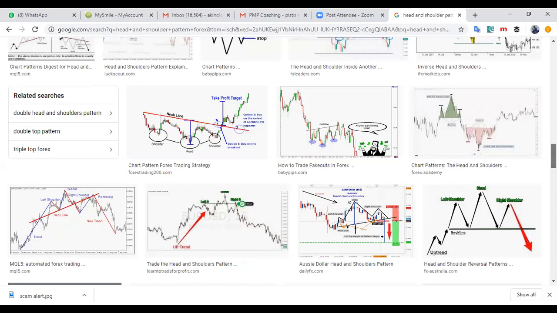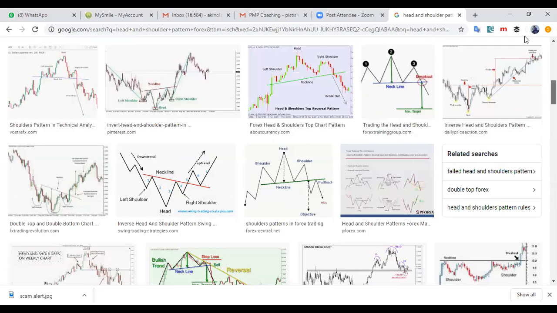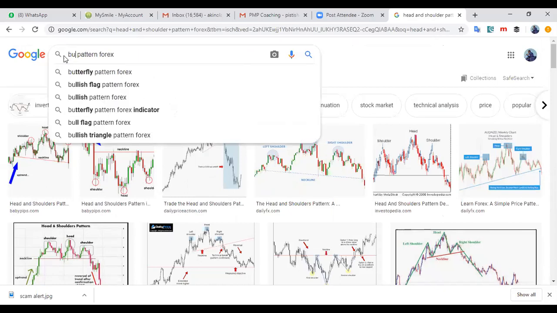So which pattern is next? Continuation pattern. We've spoken about reversal patterns. The next thing is continuation patterns. So let's look at one of the most popular continuation patterns. It's called the bullish flag.